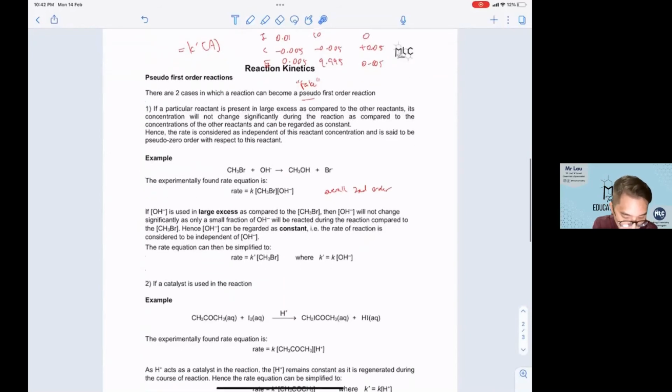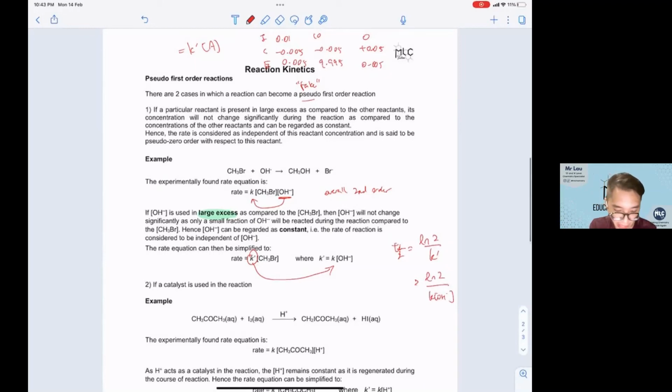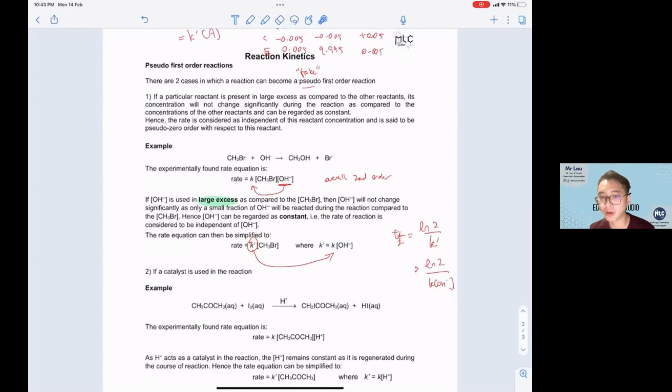Similarly, if OH- is in large excess here, it can be replaced and subsumed under the k, where we can let it be a new k', where k' equals k[OH-]. So now when you subsume the OH- under the k', the overall order is now first order, which means it's now a pseudo first order reaction, and this will allow you to do several things. For example, you can measure the half-life where t half equals ln 2 over k', where k' is k[OH-]. So it allows you to use first order equation graphs. It allows you to find half-life, because the constant half-life is only applicable for first order reactions.